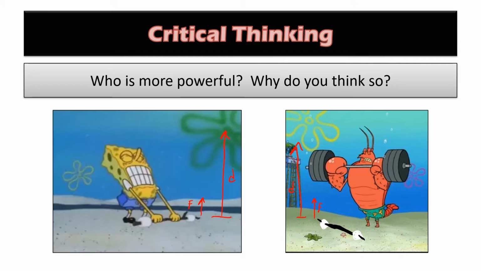But who can do that work in a shorter amount of time? SpongeBob is really struggling. He's going to go, oh man, come on, and then finally get the thing up, okay? But Larry can lift that marshmallow thing super fast. So Larry does the same work in a short amount of time. SpongeBob does that work in a longer period of time. And what we're going to say is that Larry is more powerful because he can do the same amount of work in a shorter amount of time.